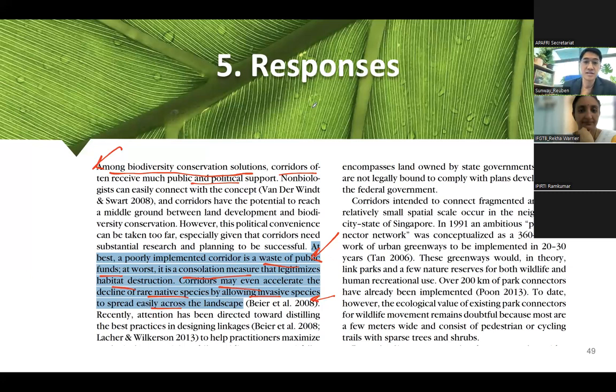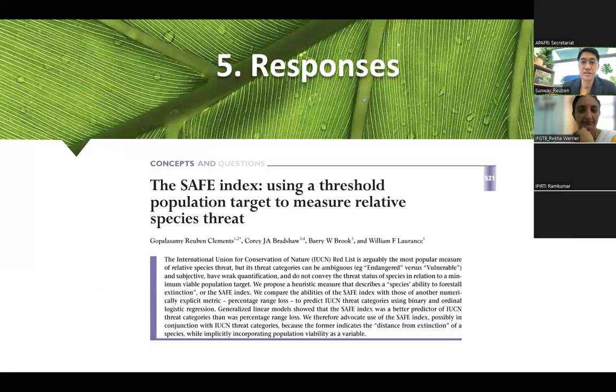So, all right. So these are examples, and on the fifth kind of paper, we have a response paper.